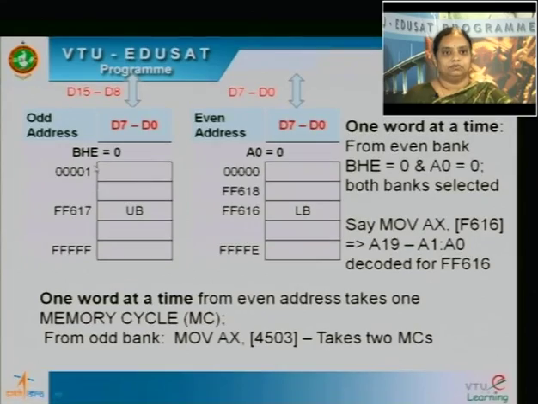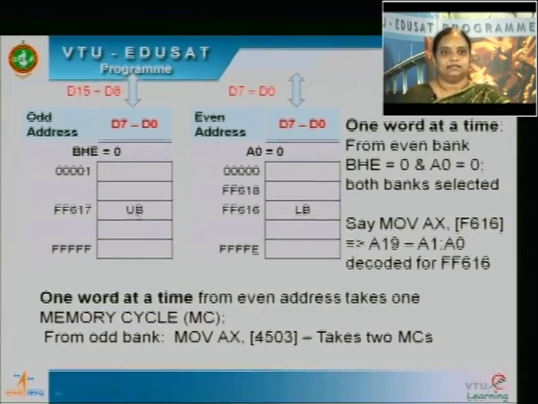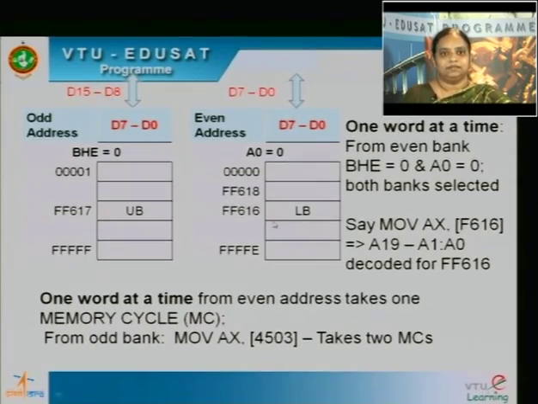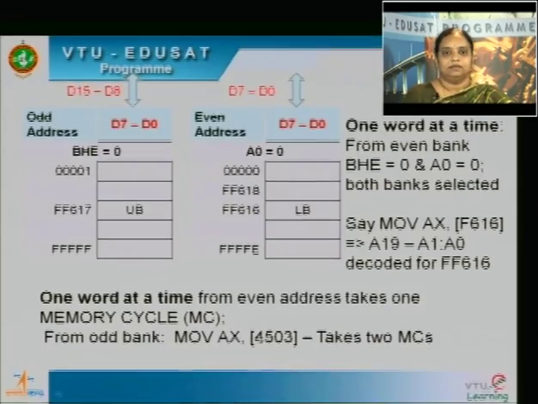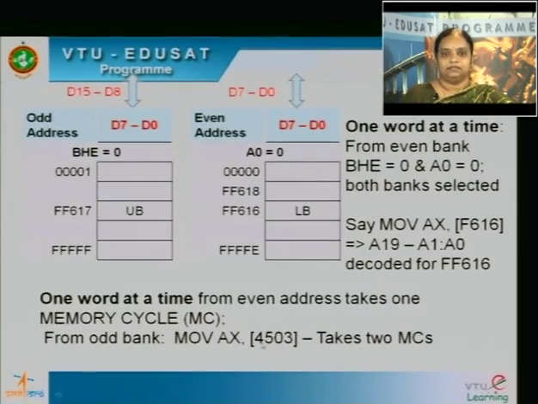And what is the time required for this? This is 1 memory cycle. The time required to get 1 word of data, that is 16-bit of data, is 1 memory cycle. What about if it is stored at the odd address? Let us say MOV AX. AX specifies a 16-bit register. So from this memory location you are reading a 16-bit data. But the data is stored at an odd address, and we see that it takes 2 memory cycles.